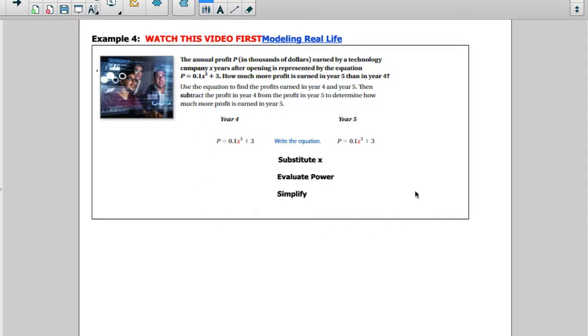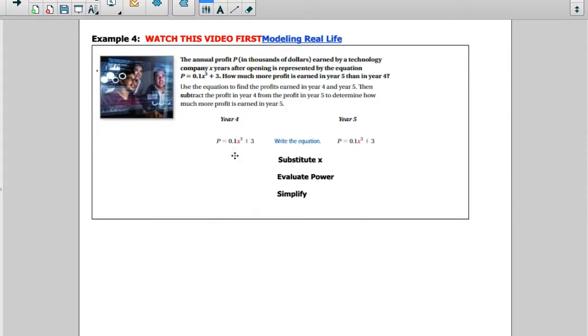So down here on the bottom they show you year 4 and then they show you the equation that's in the problem itself here. And then they also show you year 5 with the very same equation. But what's different is in both of these equations we need to substitute for x. And in this case the only thing we have to substitute is which year we're talking about.